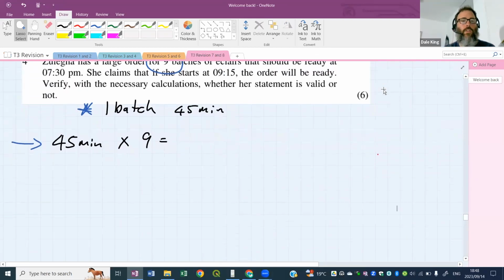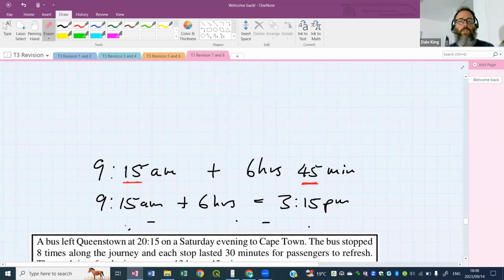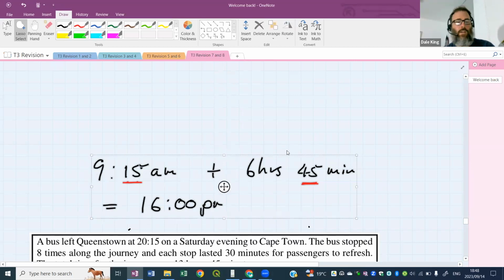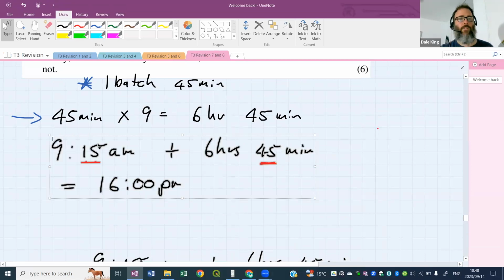All right, so we've got 45 minutes times 9 using the time key, and that gave us 6 hours and 45 minutes. And then we can go straight down to taking 6 hours and 45 minutes and adding it onto 9:15. We don't need all this. We don't need all that. And that'll go straight to the answer of 16:00. All right, so the question is, if I use the time button, can I not get my 6 marks for that?